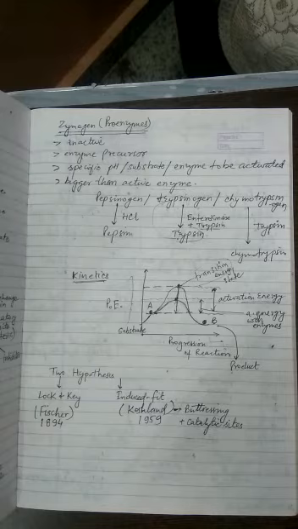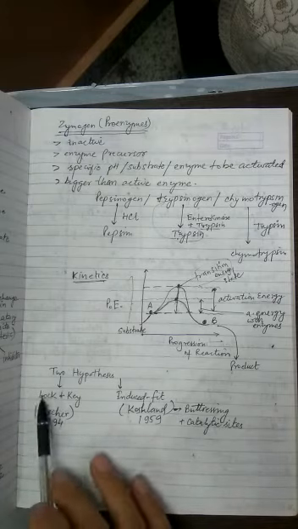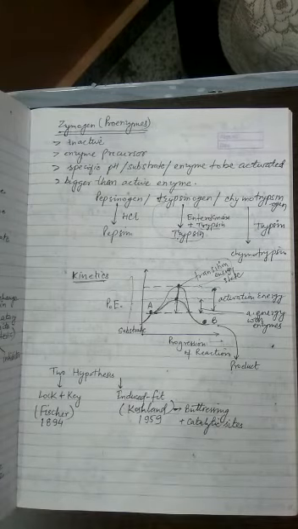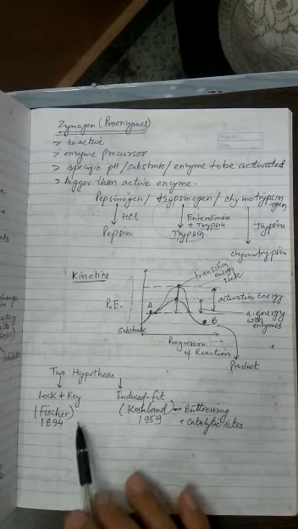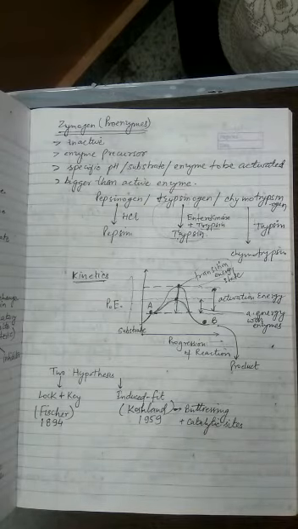Now remember, the next main topic to start is: what are the two hypotheses to explain the reaction? How does the reaction take place? Two hypotheses are there. There are two main views about the mode of enzyme reaction, the enzyme's activity. One is the lock and key hypothesis and the other is the induced fit hypothesis. Lock and key was the favorite one for a very long time.